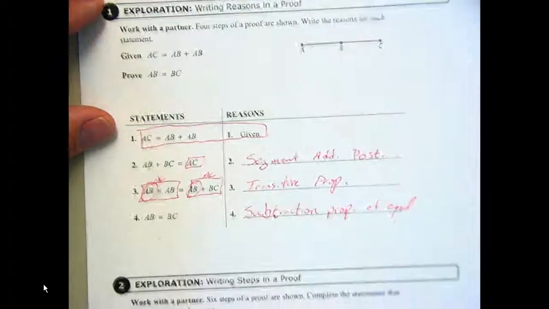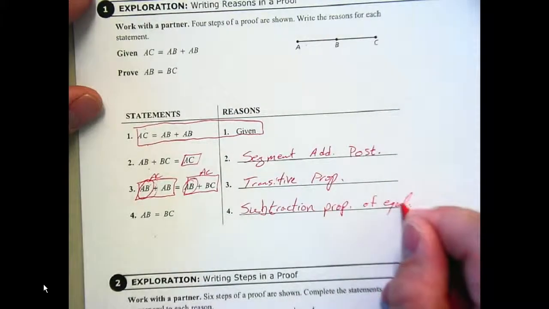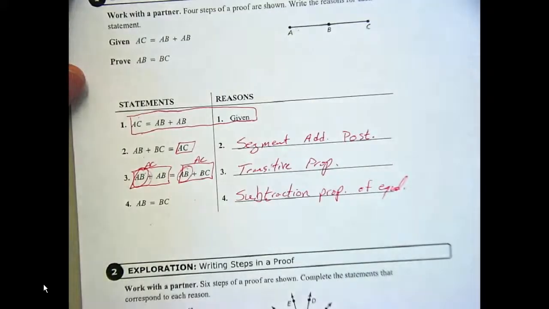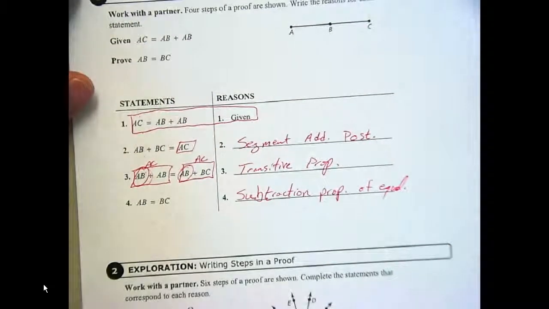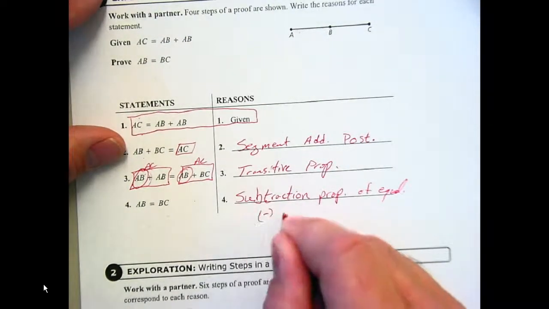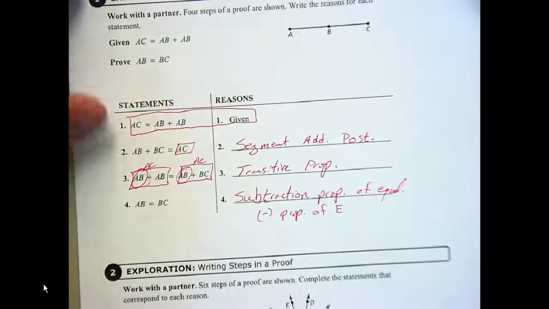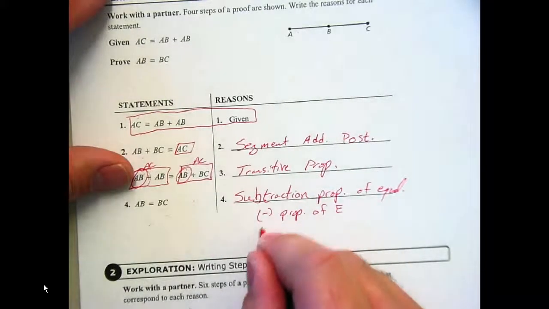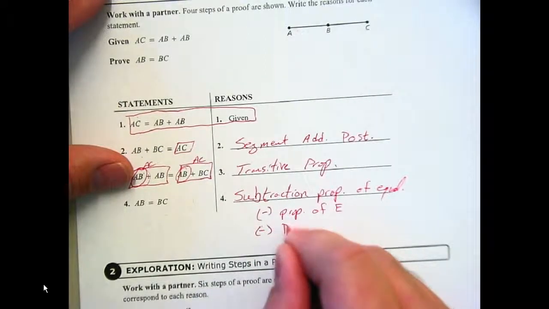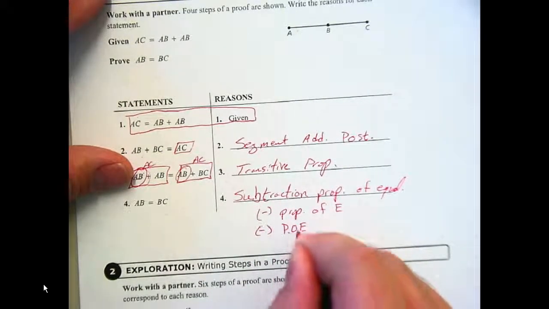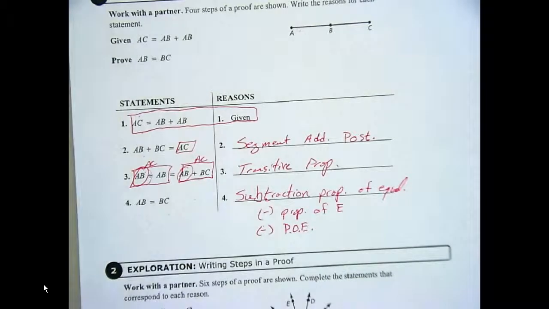Do we always have to write property of equality, or can we just write subtraction? No, you got to write subtraction property of equality, but you could abbreviate. You could say sub, or you could say minus prop of equality. You know, if you wrote minus POE, I would be fine with that. Not principles of engineering, but property of equality. That's fine.